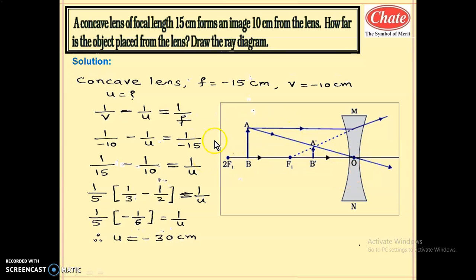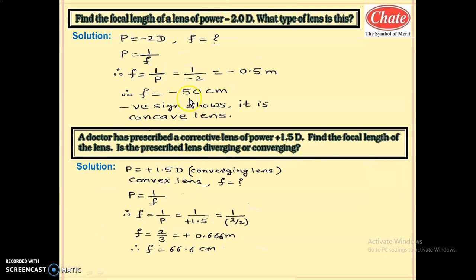Student, draw the ray diagram. Now this is the next problem. Find the focal length of a lens of power minus 2 diopter. So this minus means the lens is concave. What type of lens is this? So lens is concave as the power is minus, as we have studied. So power is minus 2 diopter. We have to find the focal length.